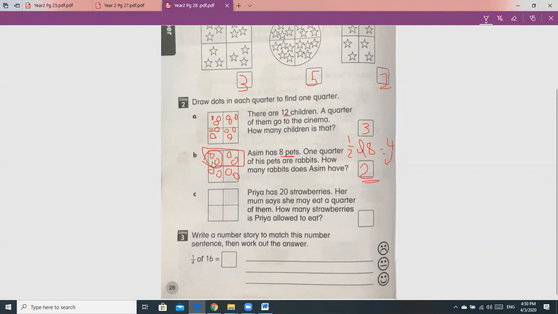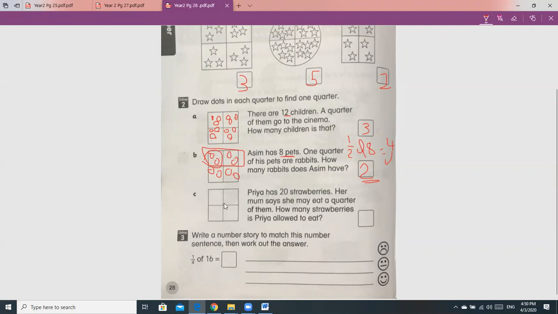But here it means what? Asim has 8 pets. So I want to know the quarter. I will distribute this into the 4 parts to know the 1/4 equals what? Now, please pause and answer this one and then come and see your answers.